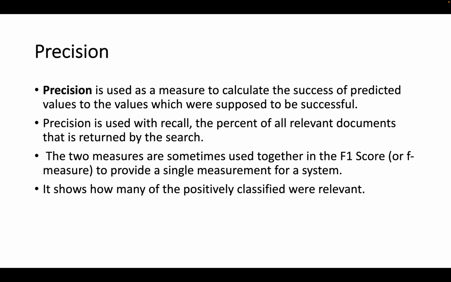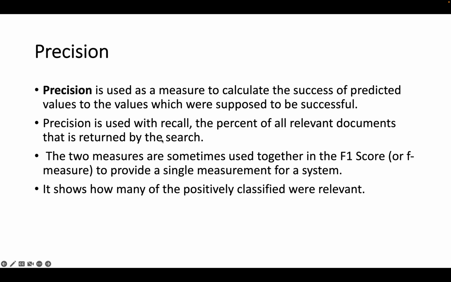Precision पे आ गए वापस अपन. Precision is used to measure and calculate the success of a predicted value. Precision is used as a measure to calculate the success of predicted values, so the values which are supposed to be successful. ठीक है. Values which are successful and were supposed to be successful को precision बोलते हैं.